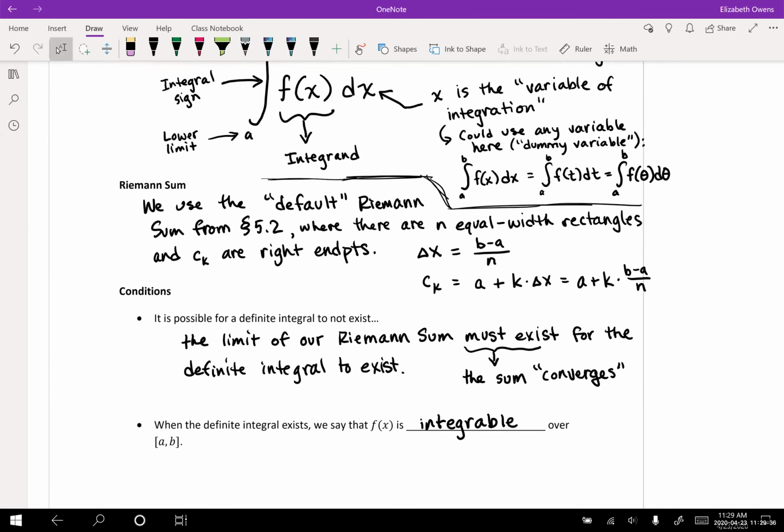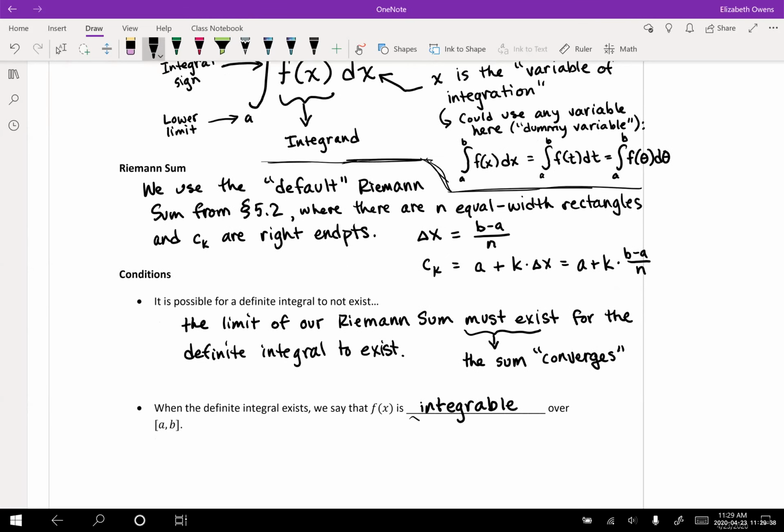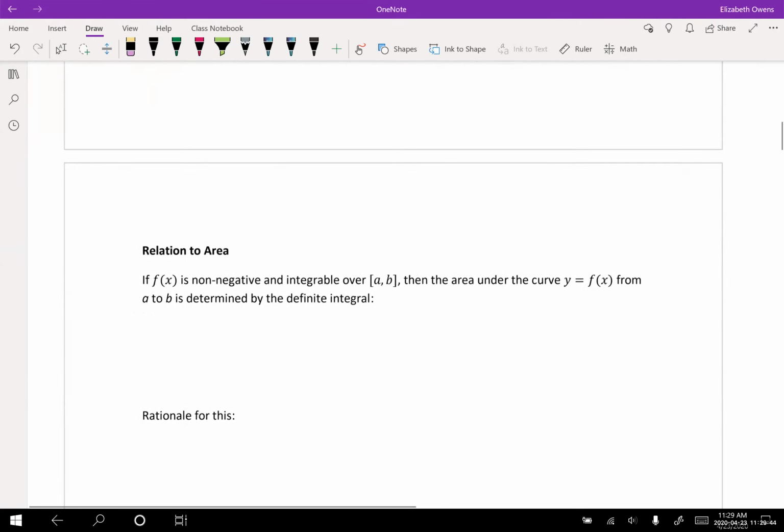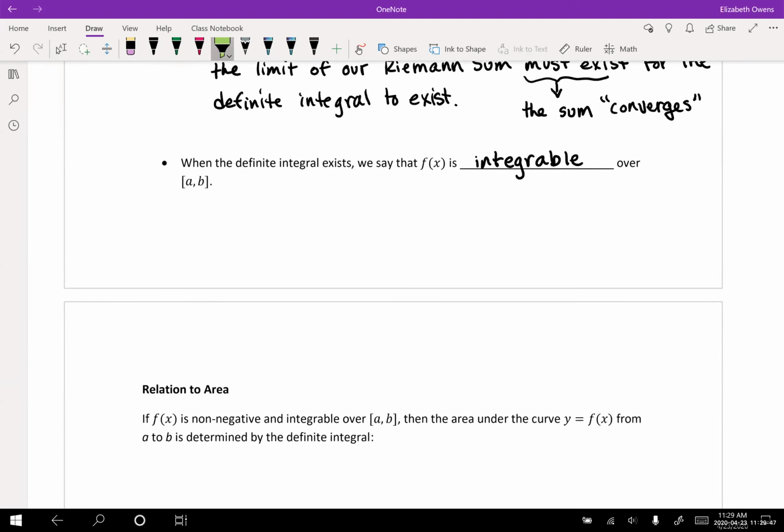Let's see a little bit more about that integrable word. All right. If our function is integrable, that means the integral exists. A lot of words that sound the same there. When the integral exists, we say that the function is integrable over the interval. So there's a tongue twister for you.